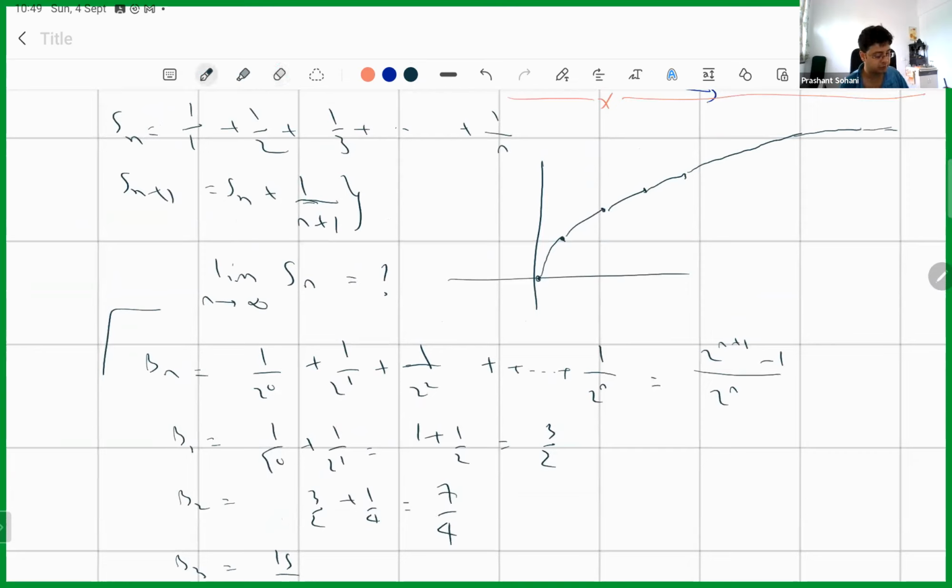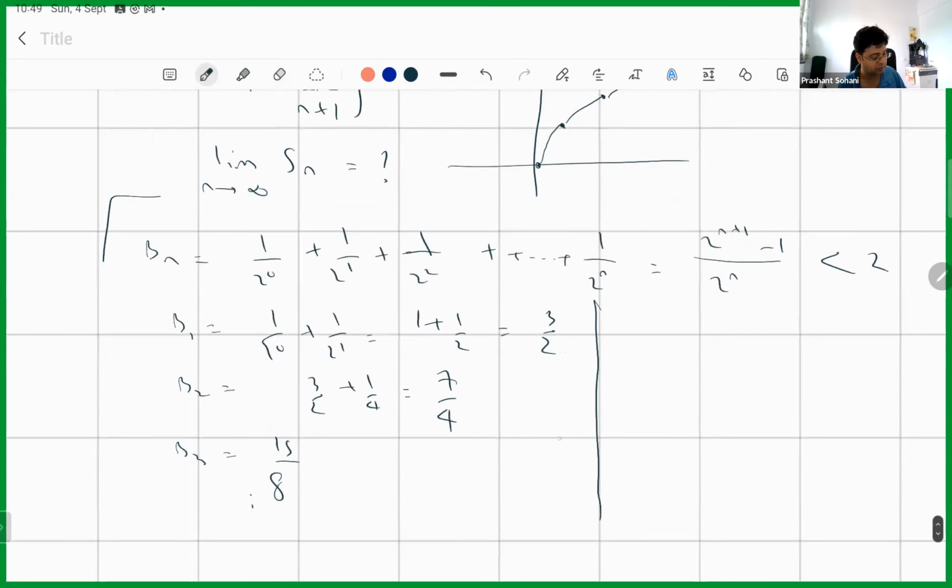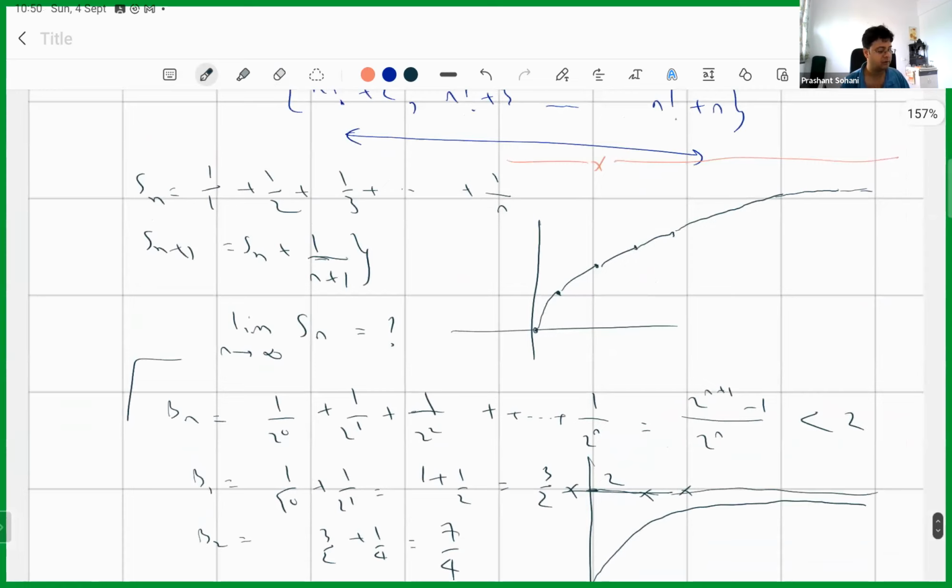So Bn will also keep increasing, but it can never exceed 2. So if I draw a graph, let's say this is the value of 2, then Bn will look something like this. It will never cross this limit of 2, no matter how big a value you take. But for Sn, the question is, can you take a sufficiently large value of n to cross any limit that you set? I have sent the basic idea of the solution in chat. Okay, I'll just check. Yes, that is the right idea.